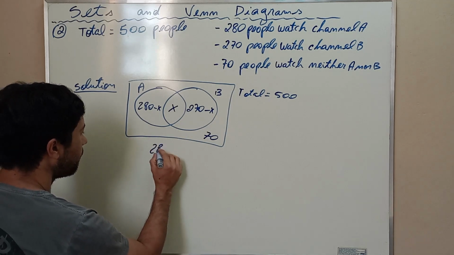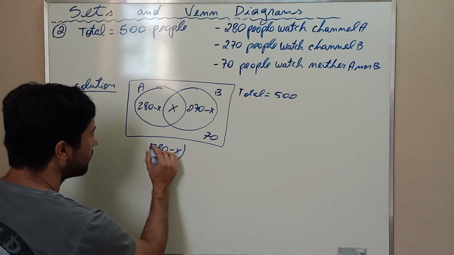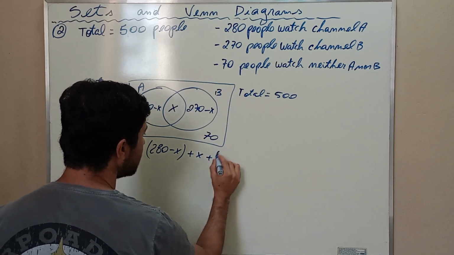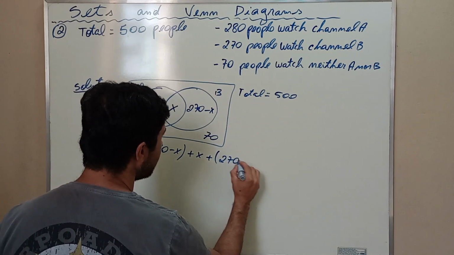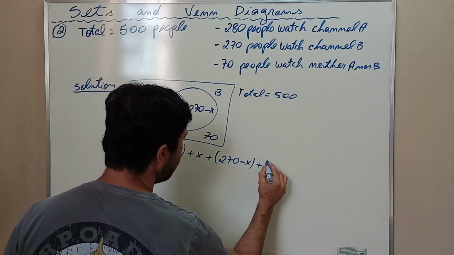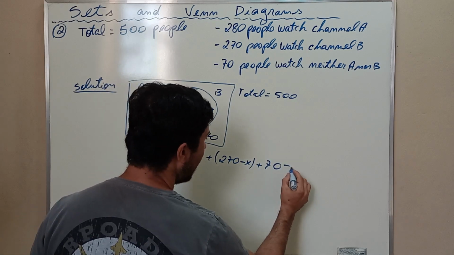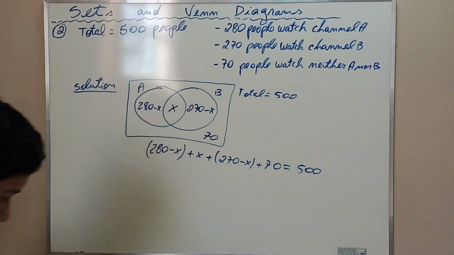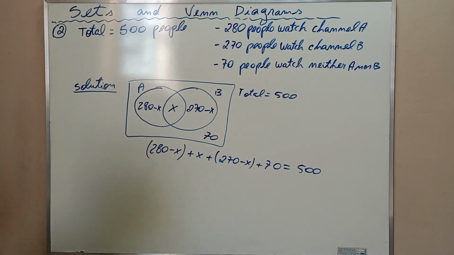280 minus X plus 270 minus X plus 70 has to be equal to 500. Okay, my friends? Simple mathematics now. Everybody can do it.